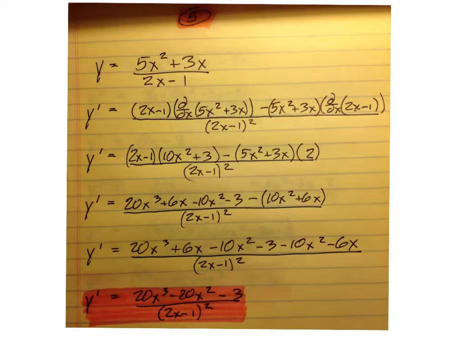Well, this will be a quotient rule. So you start with the denominator times the derivative of the top, and then subtract the top times the derivative of the denominator and square the denominator. Find your derivatives there, and then multiply where you have to come up with this. The bottom is squared.